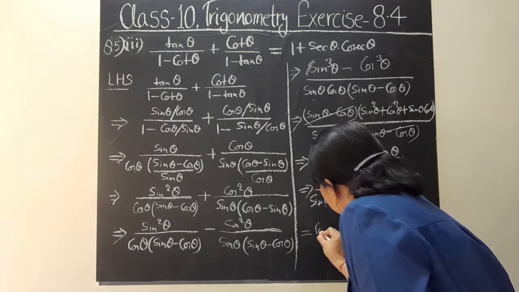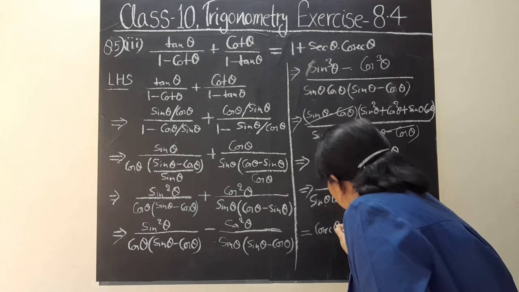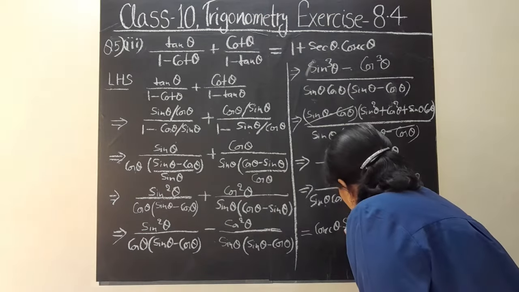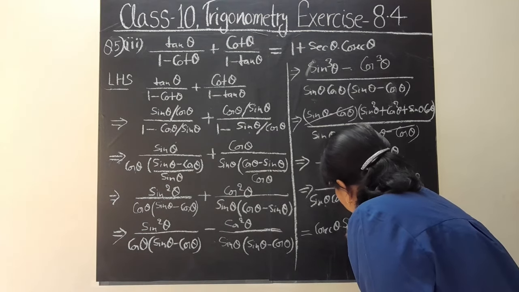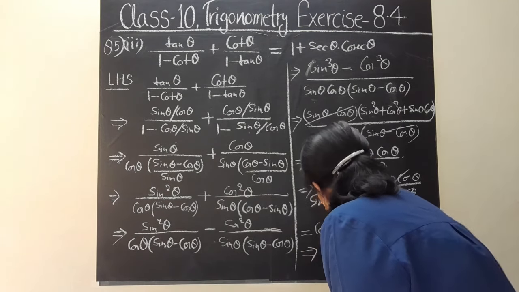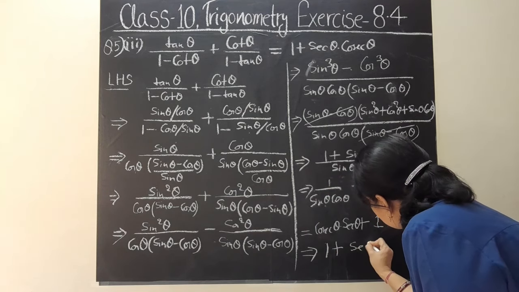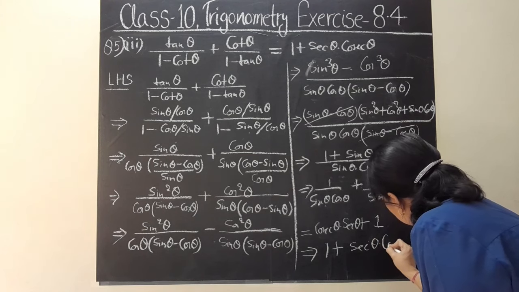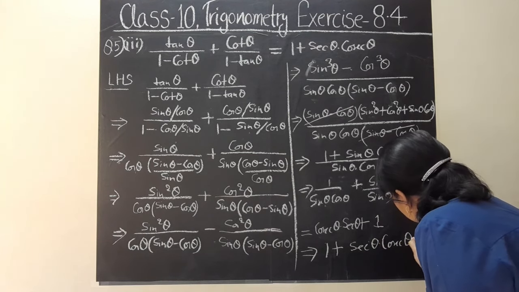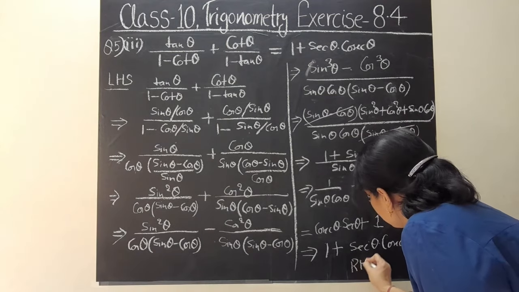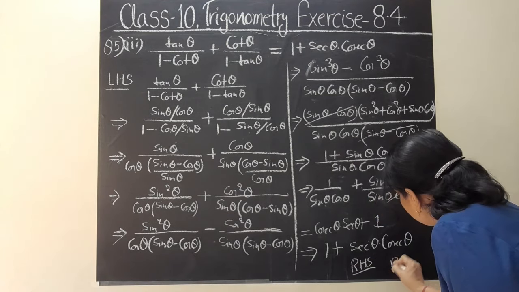So write here cosec theta, and 1 by cos theta is equal to sec theta. Yes, sec theta. So finally we can write this as 1 plus sec theta into cosec theta. This one is our RHS. So this is RHS. This is proved.